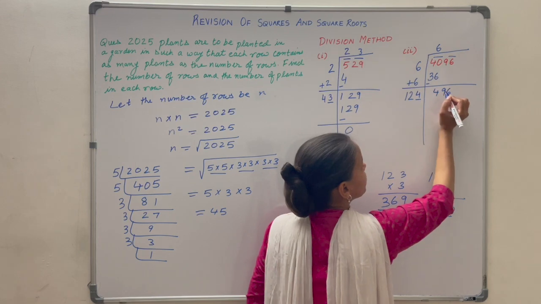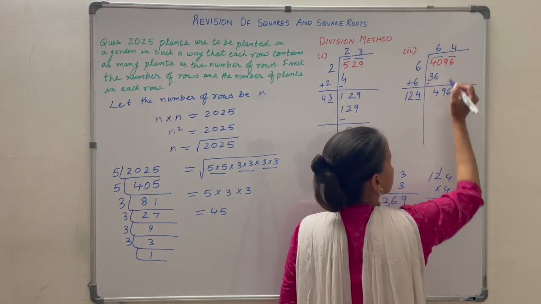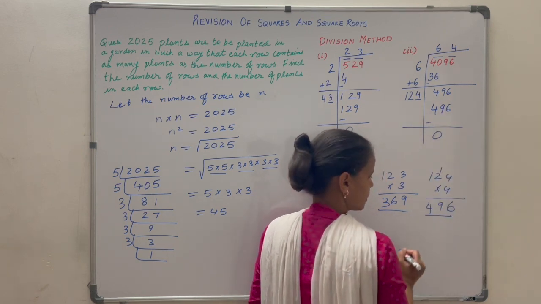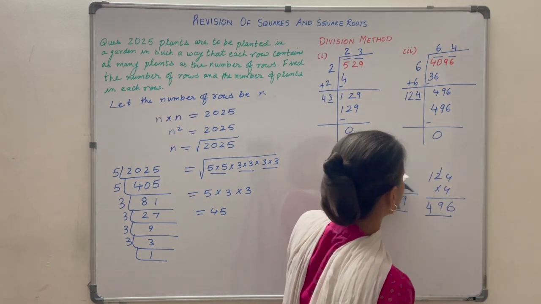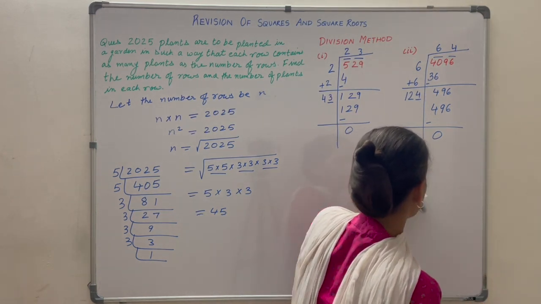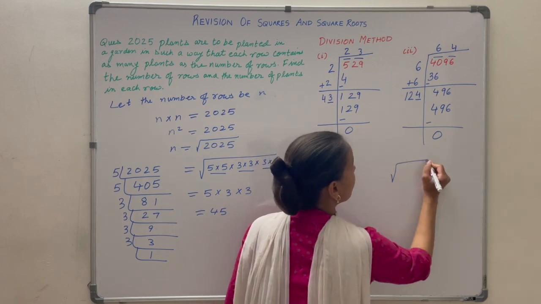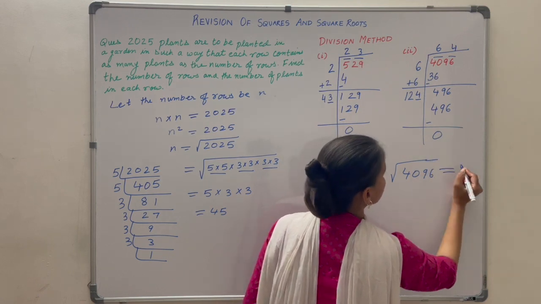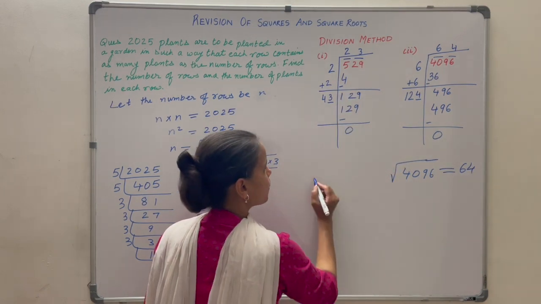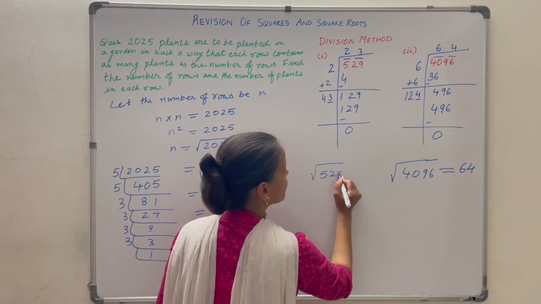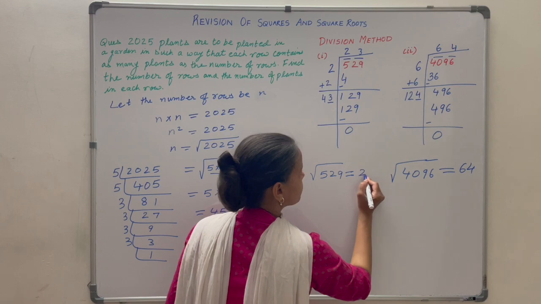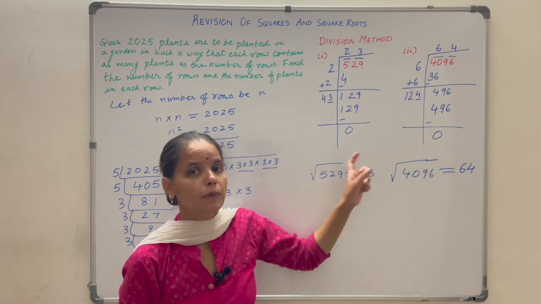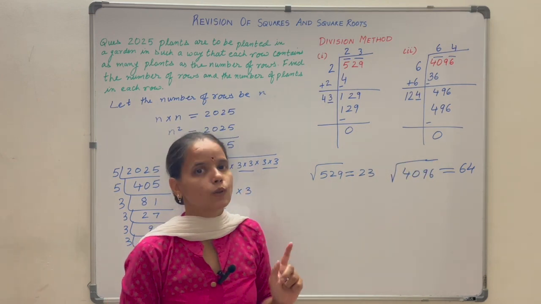So we will write down 4 here and the same number you will write down here. So here you get 496. You will subtract it and you get 0. So what is the square root of this number here? The square root of 4096 by division method, we got it as 64. And what is the square root of 529? We got it by division method, 23. So these are perfect squares because the remainder is 0. If the remainder is not 0, that means it is not a perfect square.